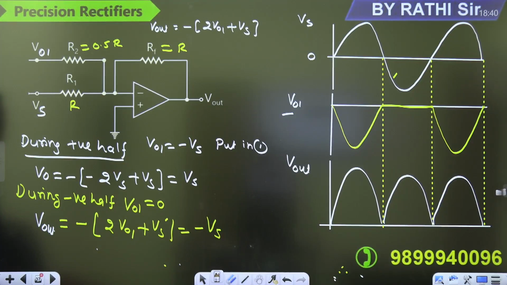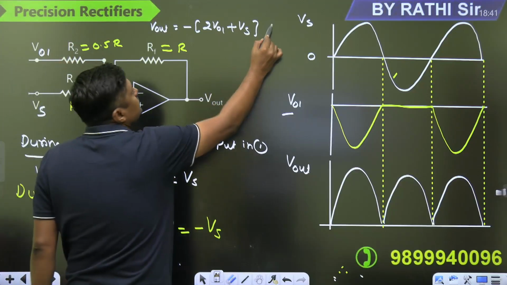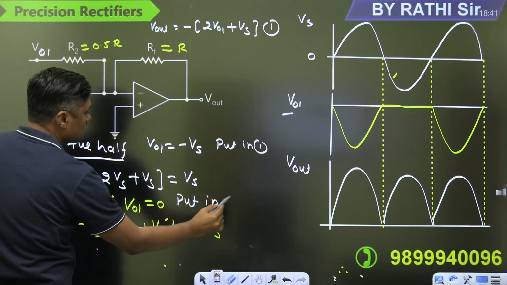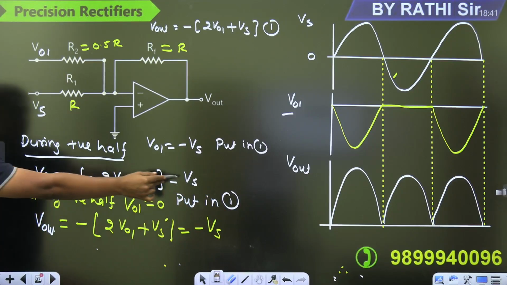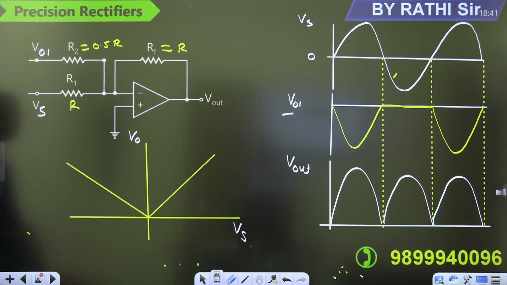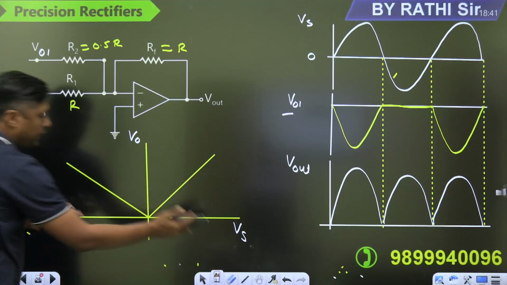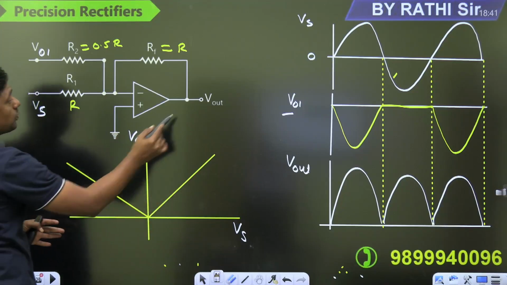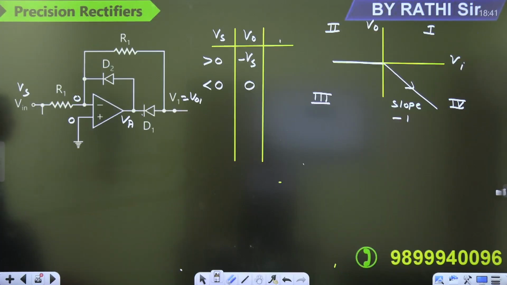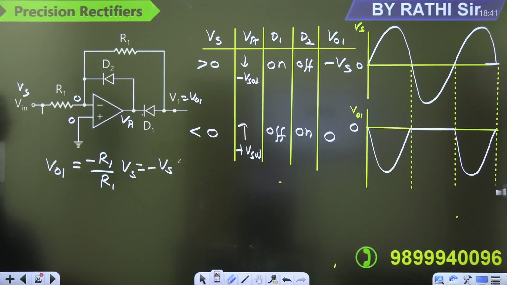Easy. So this is the equation number 1. First put in 1, second condition put in 1. In first, during positive half you will get the Vs, during negative half you will get the minus Vs, and that is the output. And this is the transfer curve. Whether the input is positive or negative, output is always positive. Output means this output, final output. Guys, remember, this is the V0 one, and finally we are getting the output.